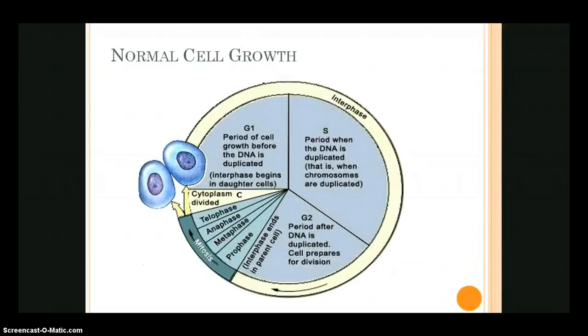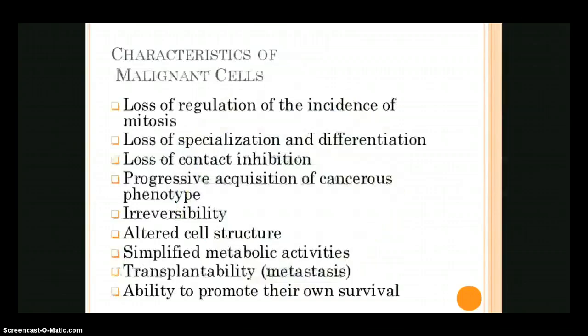We talked about characteristics of benign tumors and malignant tumors. These are characteristics of malignant cells, okay? The first item up here says loss of regulation of the incidence of mitosis. What that means is that cancer cells just keep dividing. They have an ongoing cell division, and so they just continue to grow.